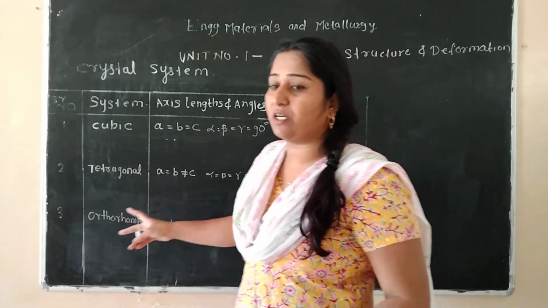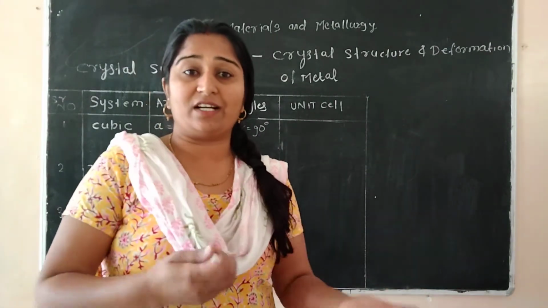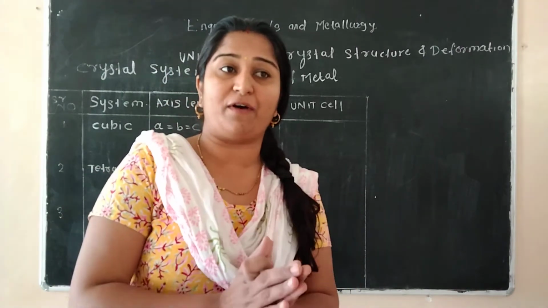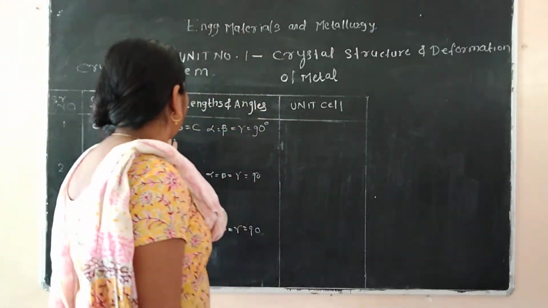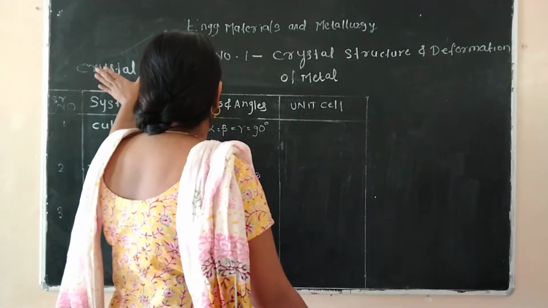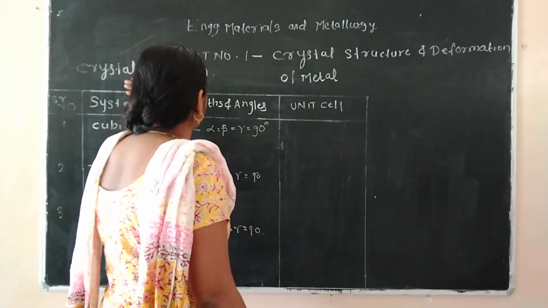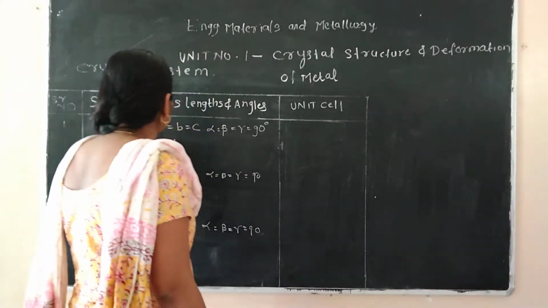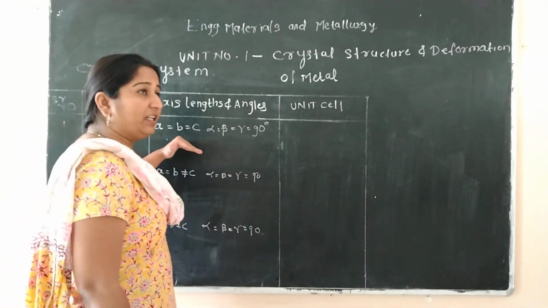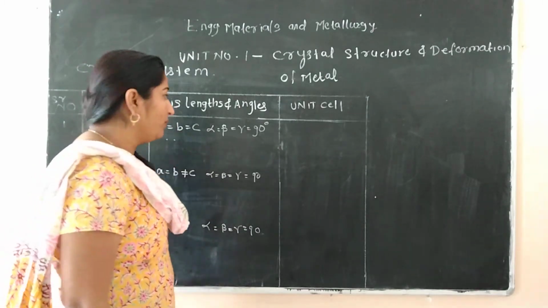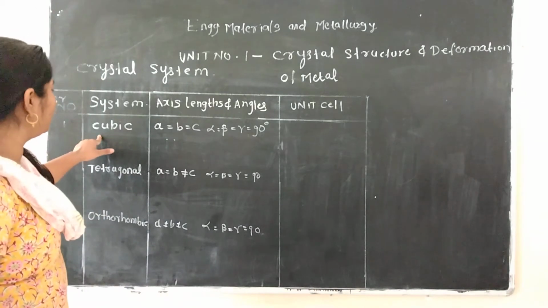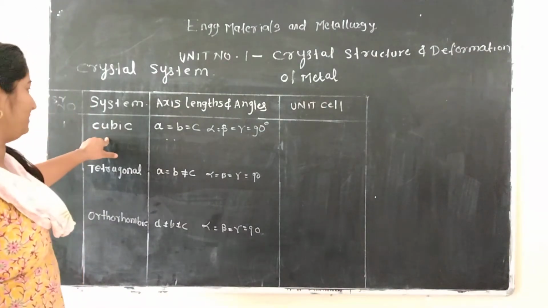So we are going to study one by one. As we studied in the unit cell, that unit cell is defined on the parameters a, b, c and alpha, beta, gamma. So the type of crystal system depends on these parameters, that is the angles and the length, height, width of the cube.